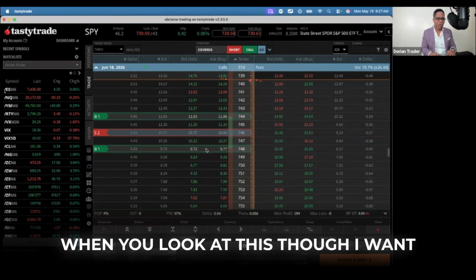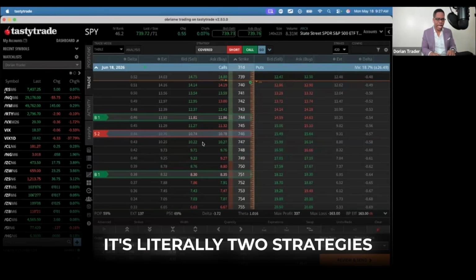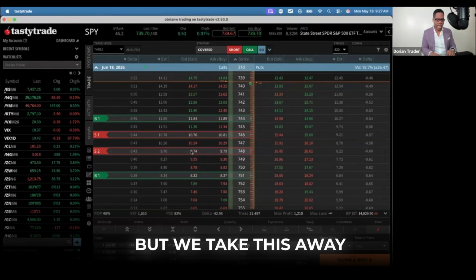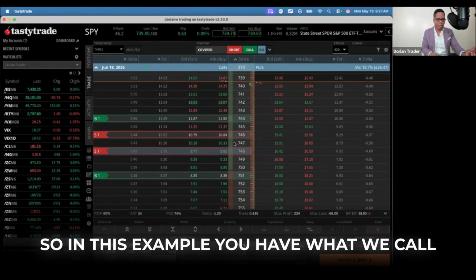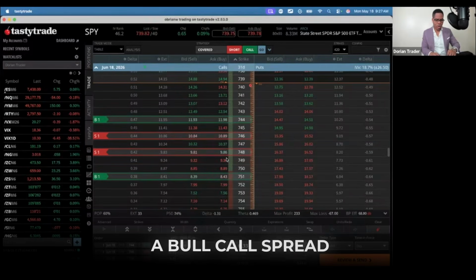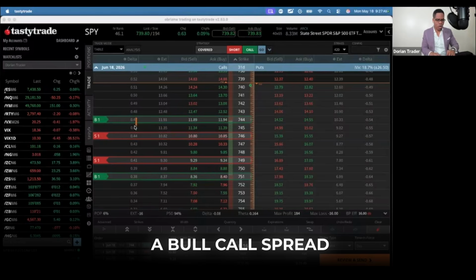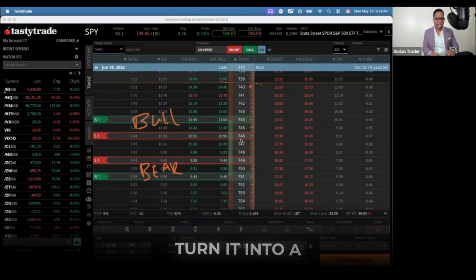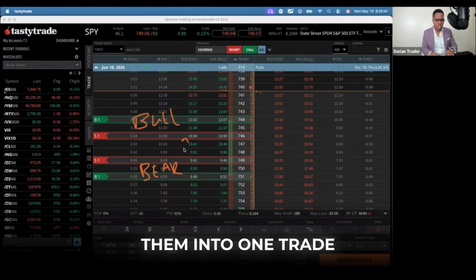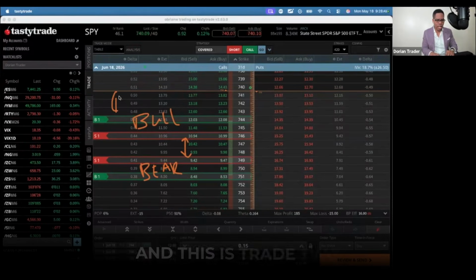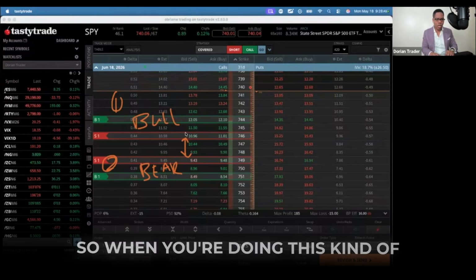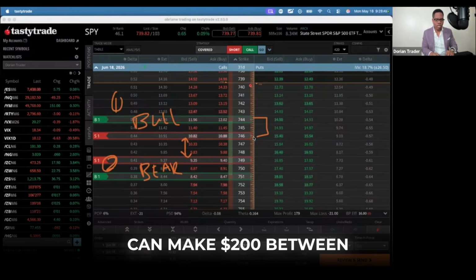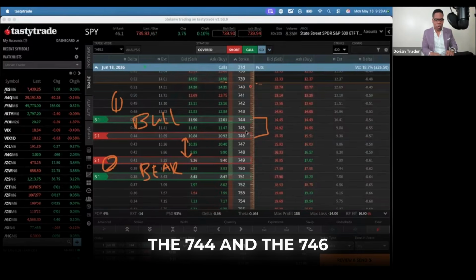When you look at this, though, I want you to understand that it's literally two strategies put into one. So it looks like this, but we take this away and we go like this. So in this example, you have what we call a bull call spread, and then we have a bear call spread. And what's happening when you turn it into a butterfly, you're just infusing them into one trade. It's two different trades. This is trade one, and this is trade two. So when you're doing this kind of regular butterfly, when you put them together, you can make $200 between the 744 and the 746.